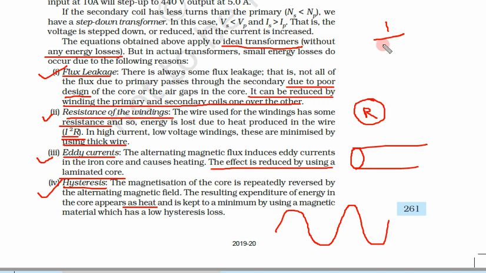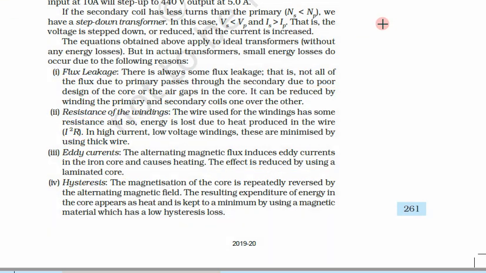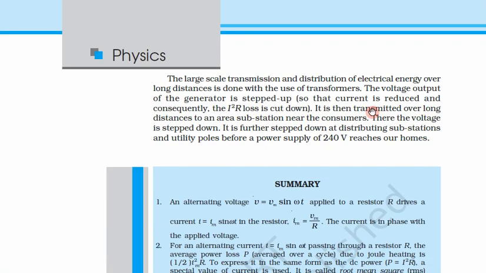The frequency is 50 hertz, that means 50 times in a second, and the loss is kept to a minimum by using a magnetic material which has low hysteresis loss. So to reduce the hysteresis, we use a material which has low hysteresis loss. That's why we use soft iron. We use soft iron just to reduce this hysteresis loss.